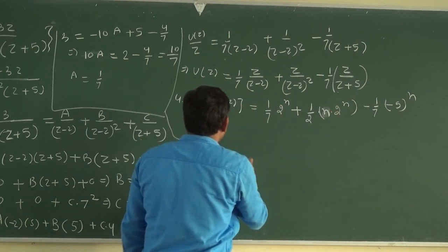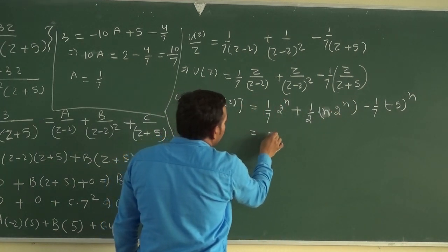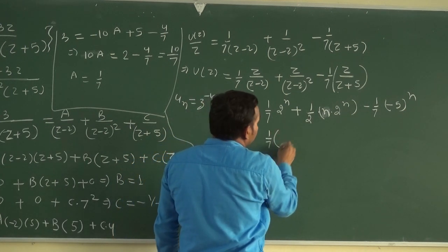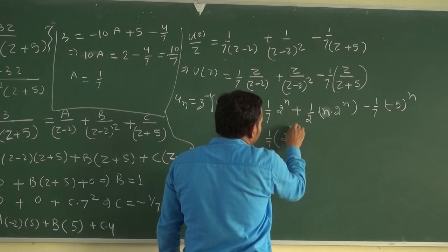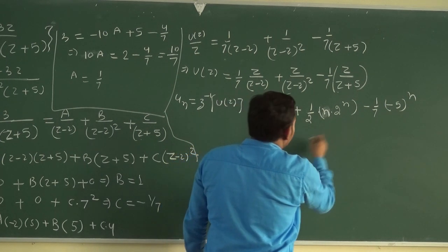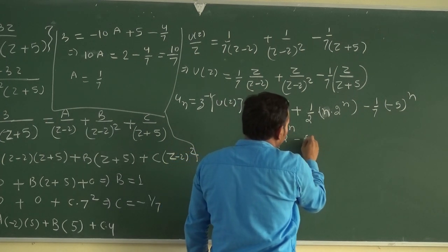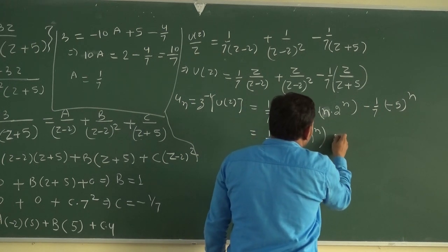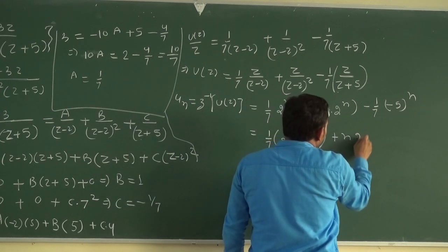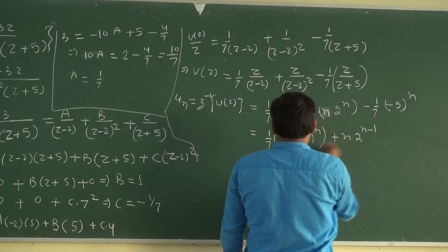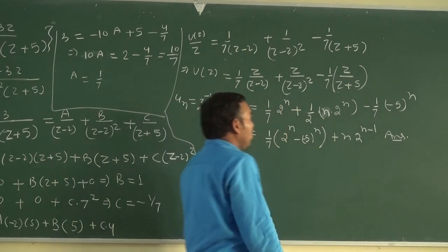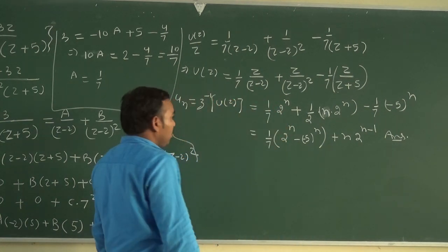So finally we can write, taking 1/7 as common, 1/7 times [2^n minus (-5)^n plus n 2^(n-1)]. So finally we get the answer of this problem.